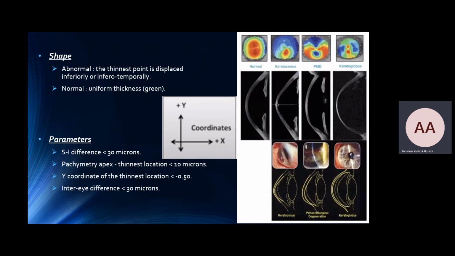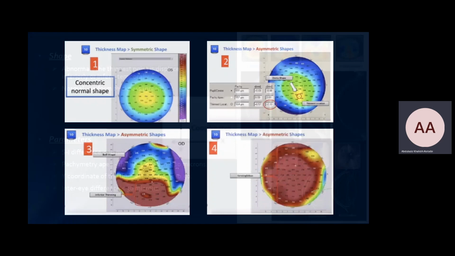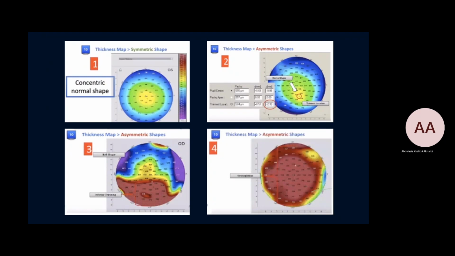Now we have the Y and X axis. The more the minus, the more inferior displacement. Inter-eye difference should be less than 30 microns, so always compare with the other eye. Now we have the concentric normal shape. Then we have displaced cone to the right. Then down is the inverted or bell shape, which comes in pellucid marginal degeneration, and the final shape is.